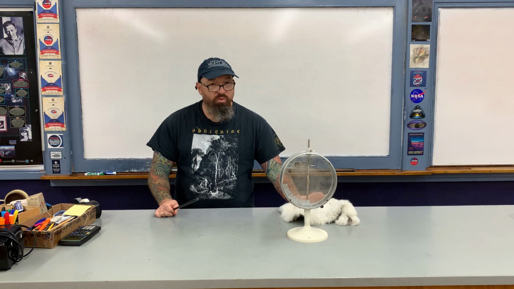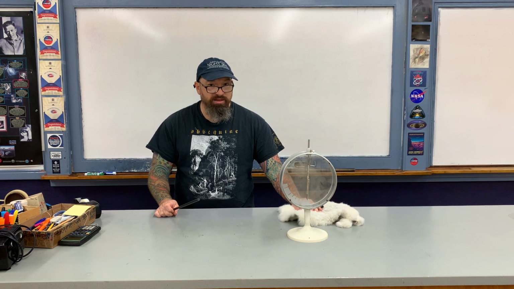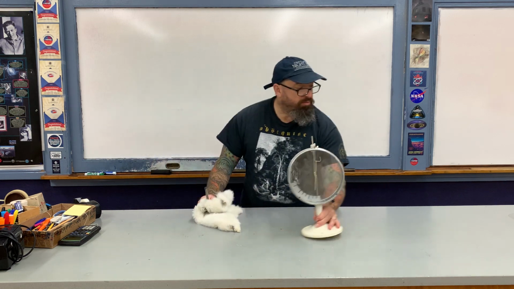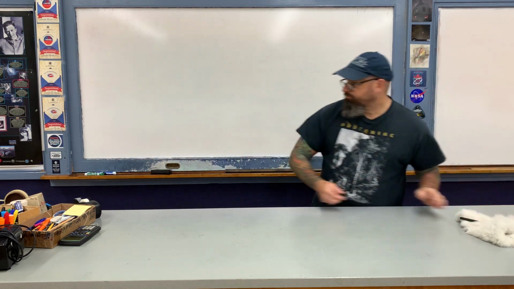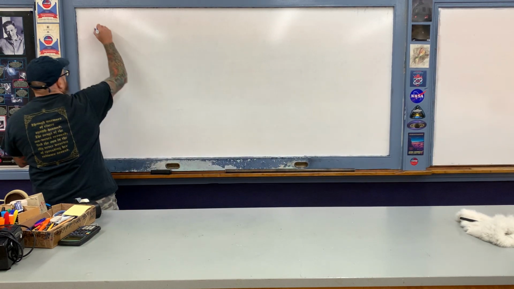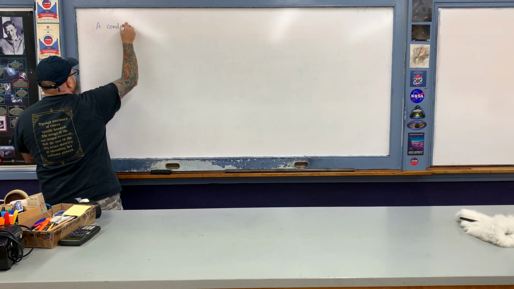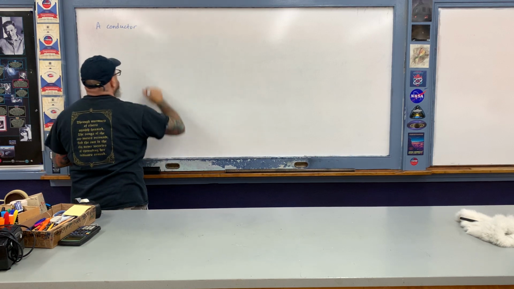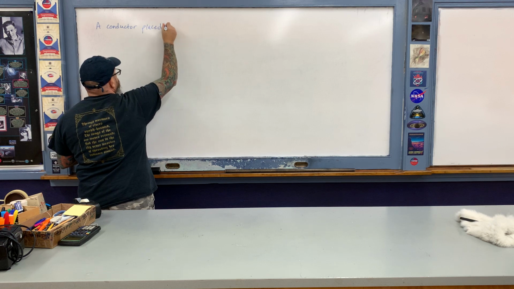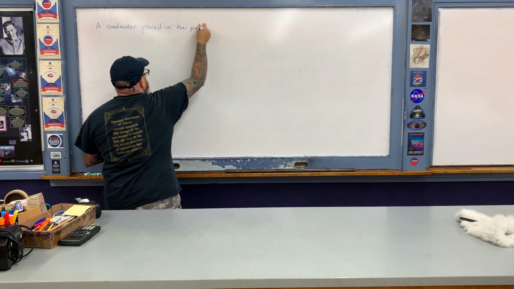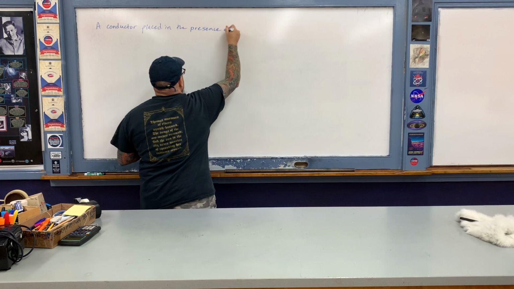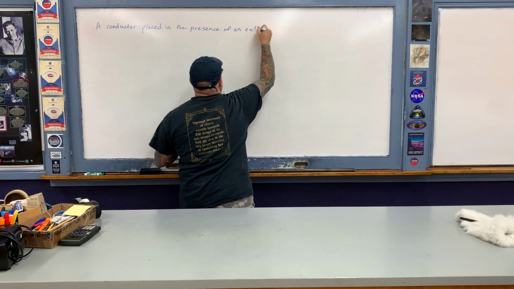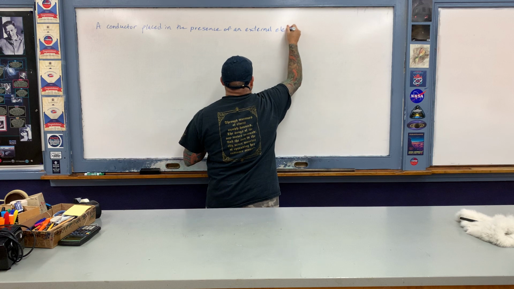Now what we seek to understand, however, a little bit more carefully, is exactly what is going on when you take a conducting piece of metal, or a conductor in general, and you place it in the presence of an electric field. All right, let me move this off to the side. Okay, a conductor placed in the presence of an external electric field.